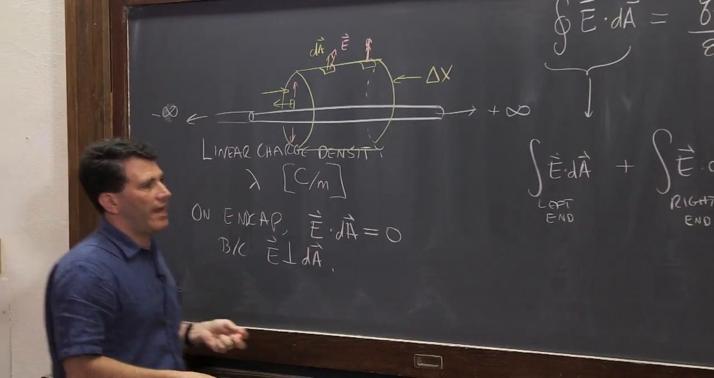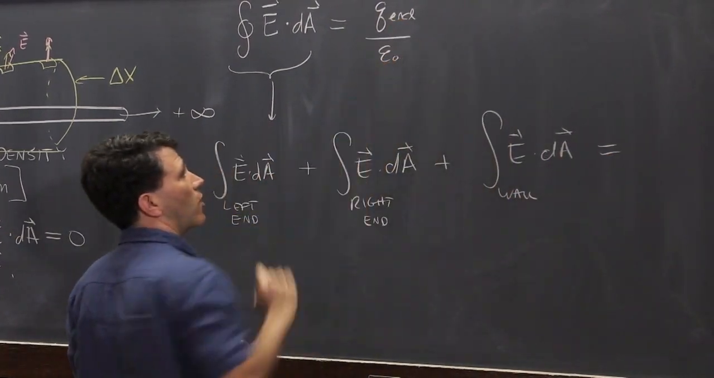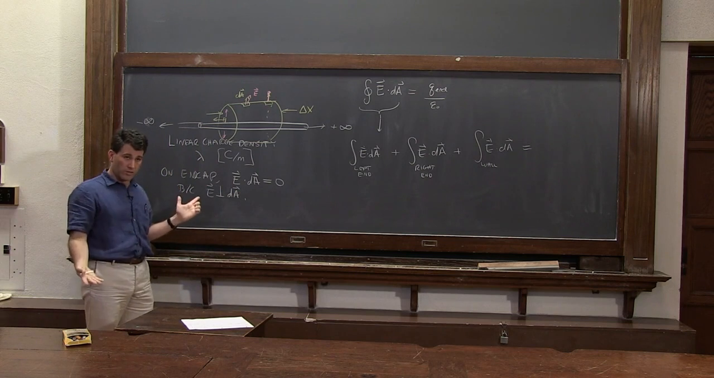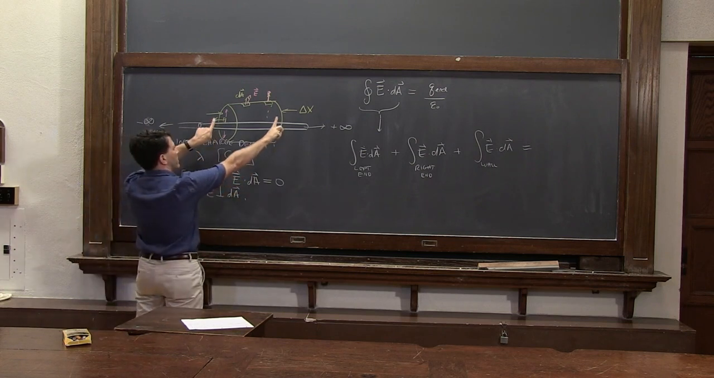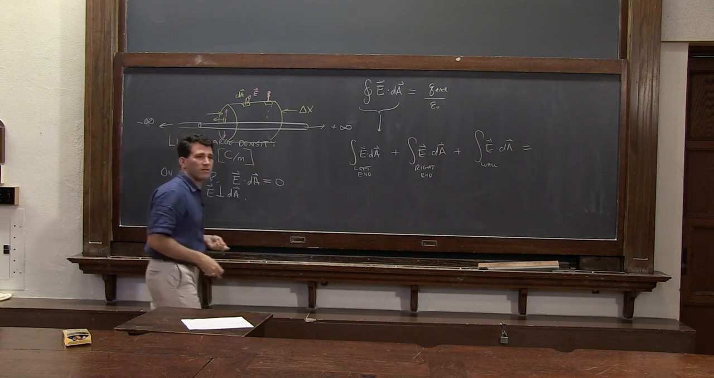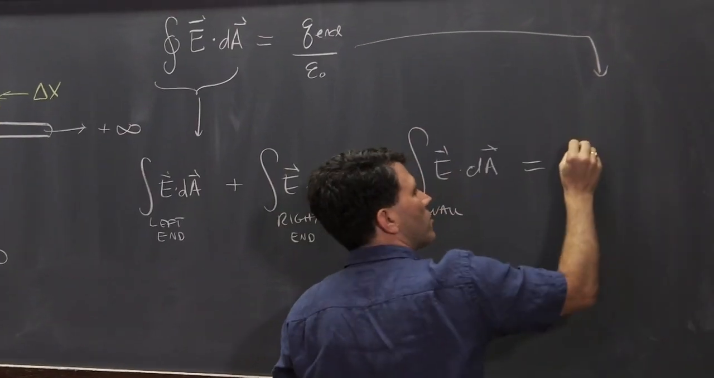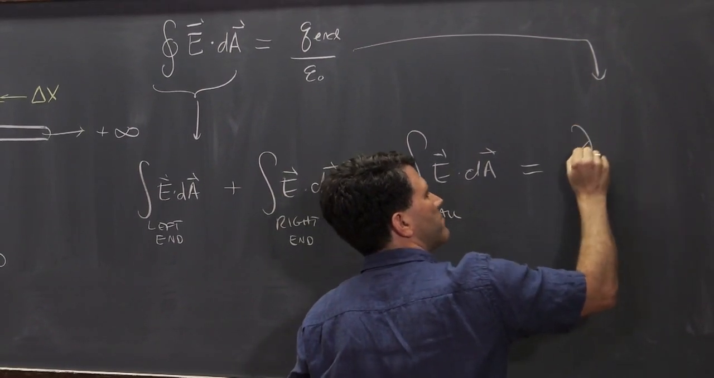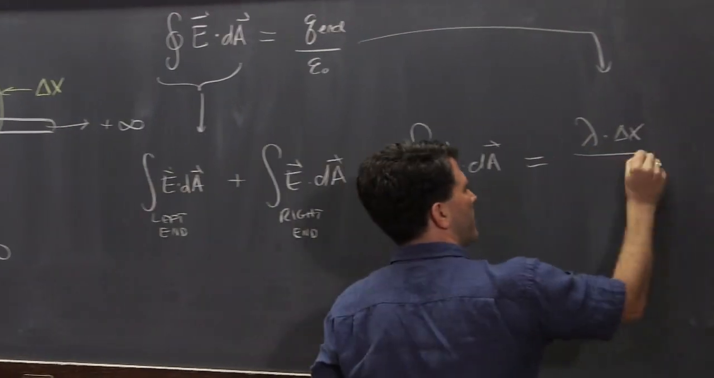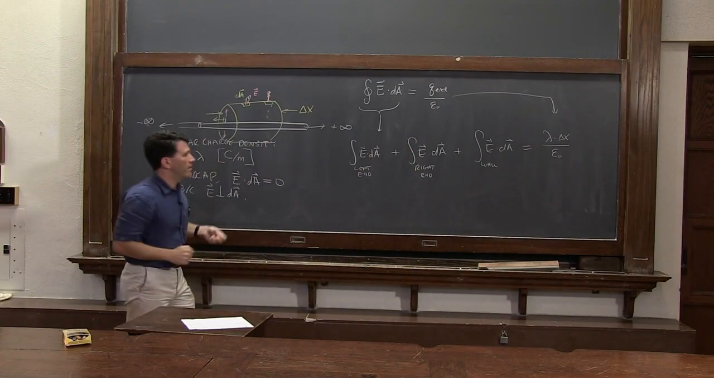And I just told you that that has to end up equaling the enclosed charge divided by epsilon naught. How much charge have we enclosed? I told you we were dealing with a segment of this line that was of length delta x. So the enclosed charge is going to be lambda times delta x. And then of course we've got the epsilon naught down below to get the units correct.